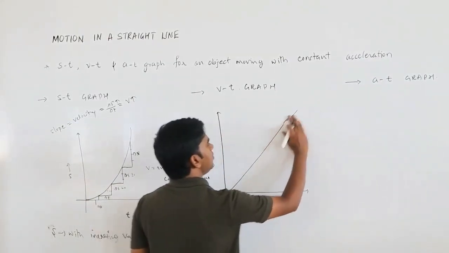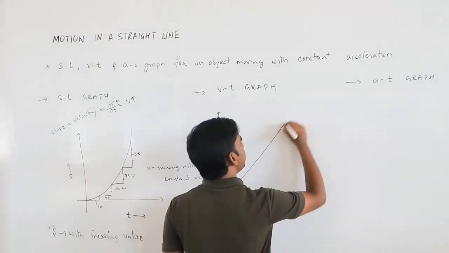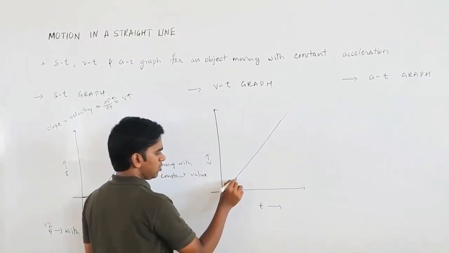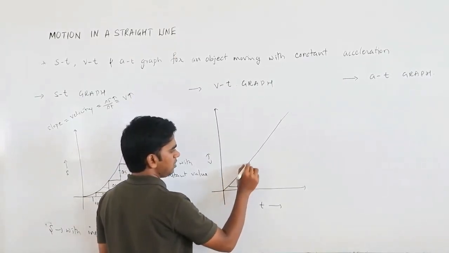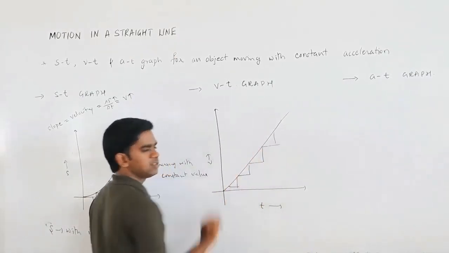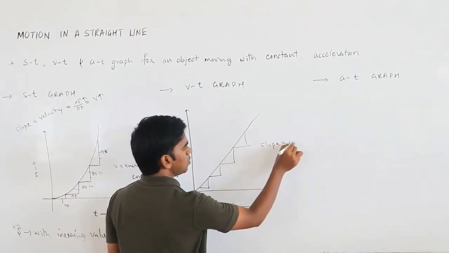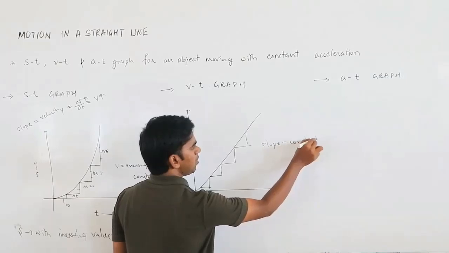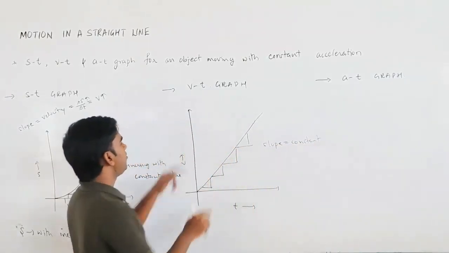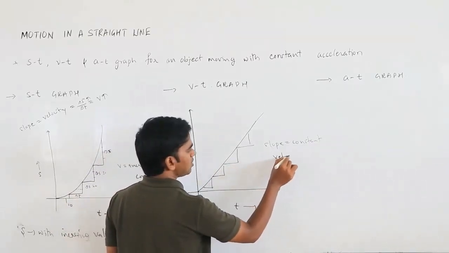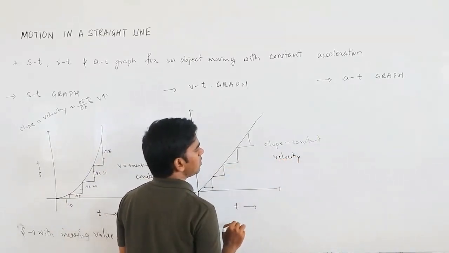If you calculate the slope of this graph, you can take the slope over here or anywhere else. The slope is going to be constant. So what is the slope of the VT graph? The slope of the VT graph will give you what?